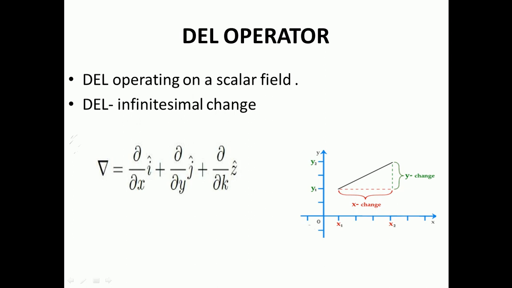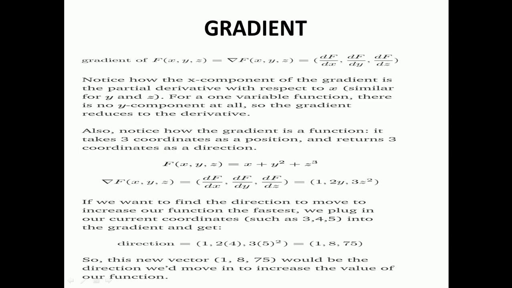Del is equal to dou by dou x of i vector plus dou by dou y of j vector plus dou by dou z of k vector. It makes no difference; the function which we choose, it depends on. So with respect to x, with respect to y, what is the change which is going to happen? That is what your del is. How do we define this del?